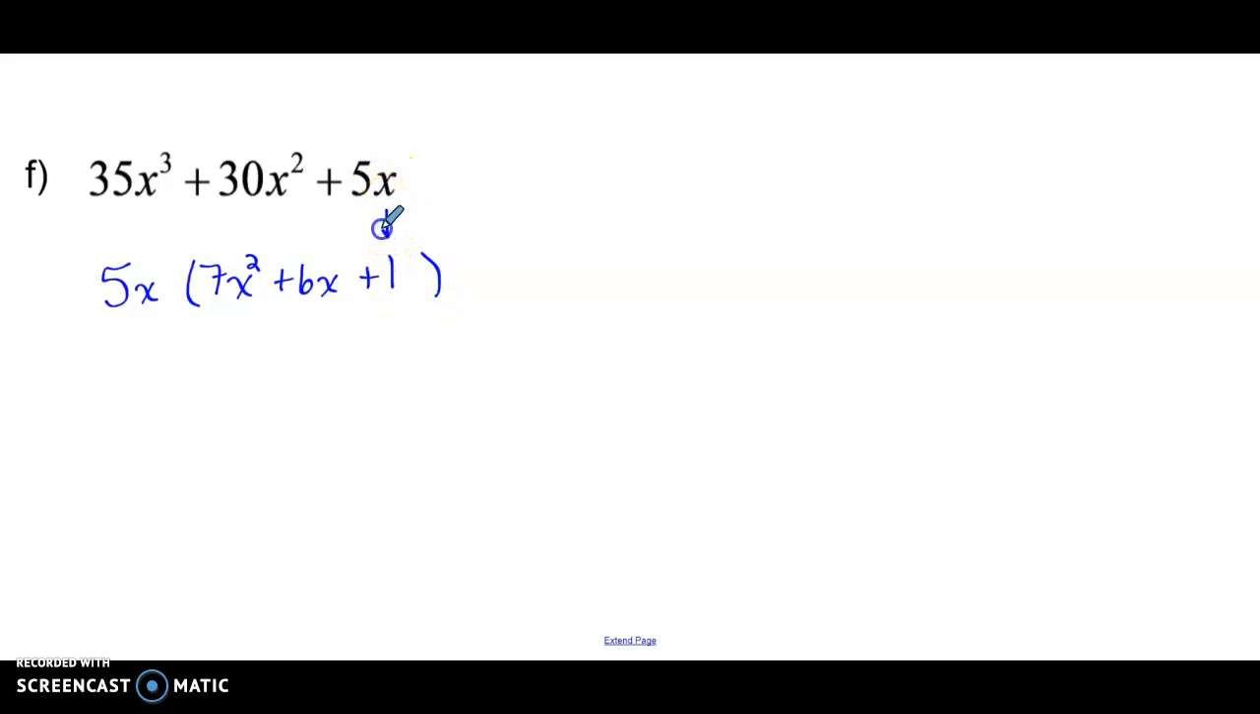This is a very important example because it shows you how you need that 1. If I omit this 1, I only have 2 terms. My expression that I started with had 3. So when I factor out that GCF, I still need 3 terms. So when I multiply 35x cubed, 30x squared, plus 5x, that 1 is so important there, so be careful of that one.